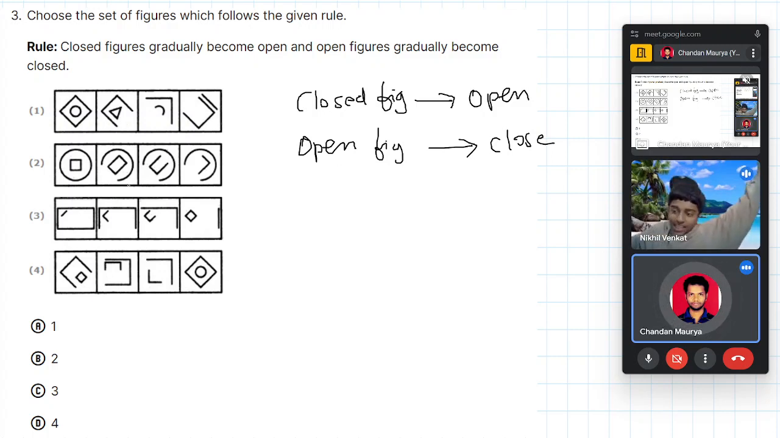So I think it's number three, right? Circle cannot be. Come on, this is wrong. Number three.